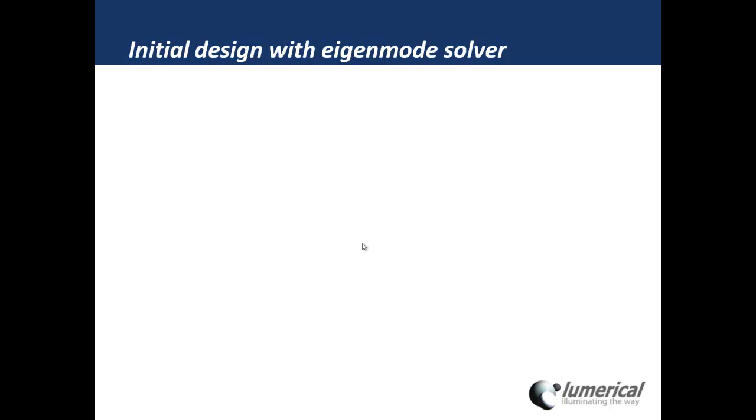So in terms of the initial design with the eigenmode solver, we're just going to start out with some of these parameters. So we'll assume that the cladding region has an index of 1.45. Now, in terms of the effective index, we're going to use sort of an average value. This is a really back-of-the-envelope type of approximation.